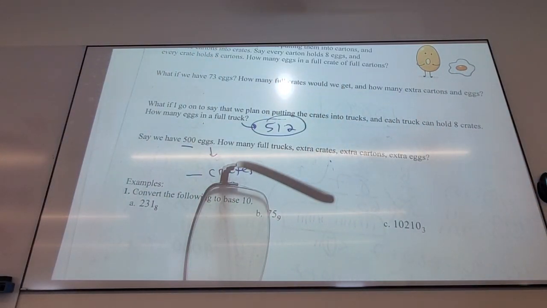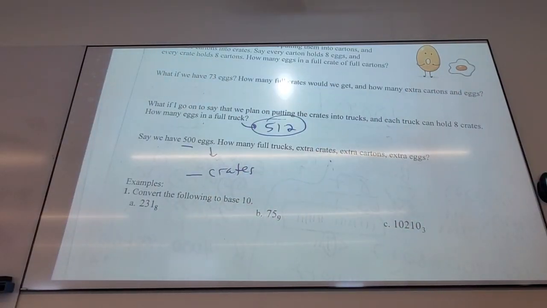So we're doing the same math. I'm just trying to force you to look at it in a more physical way. Every group of 64 eggs makes a full crate. So how many groups of 64 are in 500? That's division. That's the one definition of division, right? 500 divided by 64 is 7.